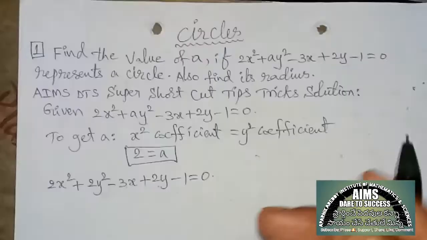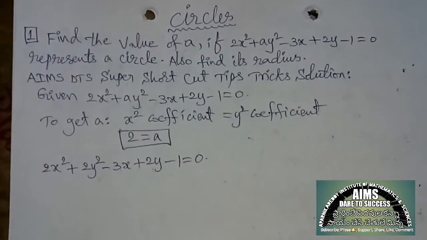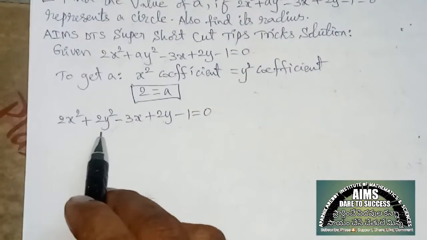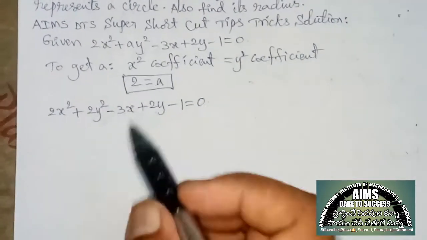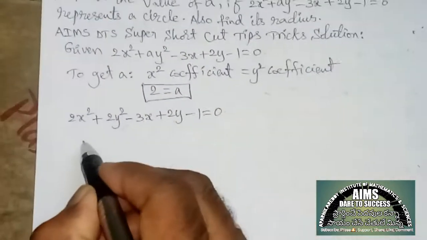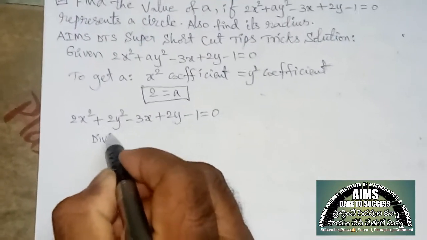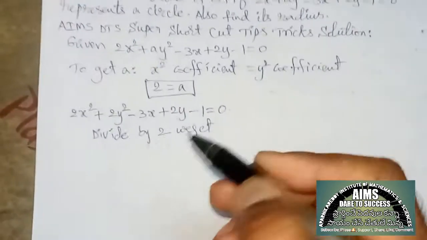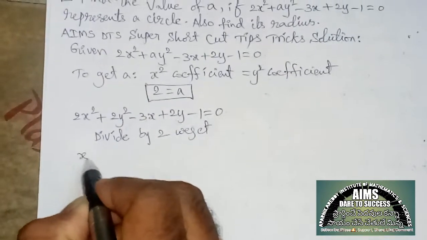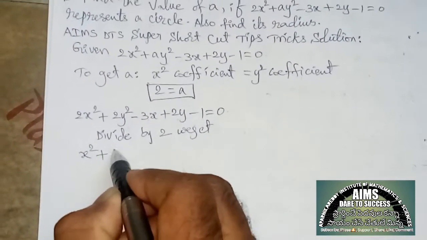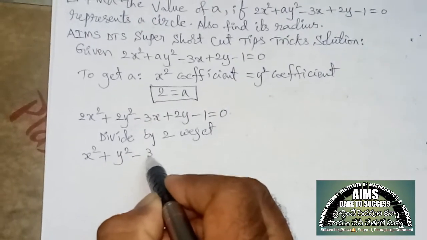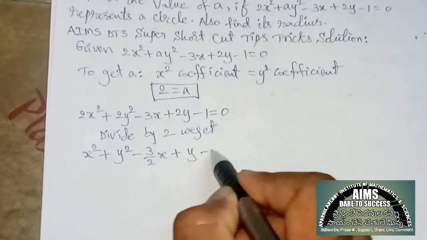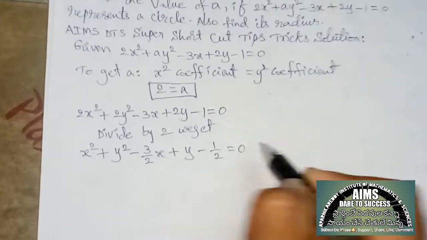So we get 2x square plus, a value is 2, into y square minus 3x plus 2y minus 1 is equal to 0. According to our standard equation of the circle, the x square coefficient and y square coefficient should be 1, but here we have 2, so divide the total equation of the circle by 2. We get x square plus y square minus 3 by 2 x plus 2 by 2 cancelled, y minus 1 by 2 is equal to 0.